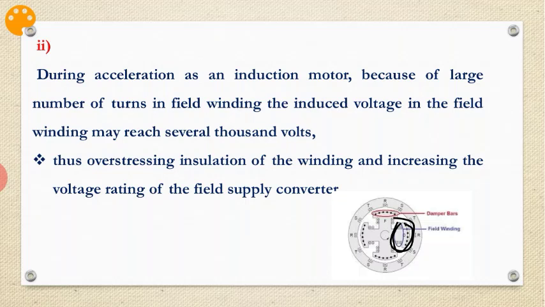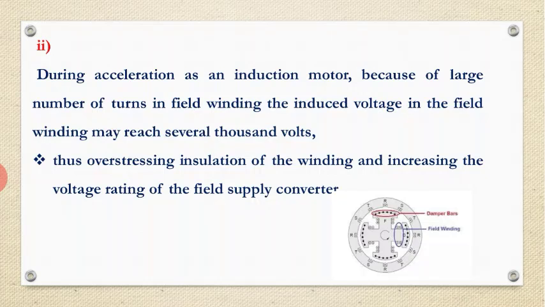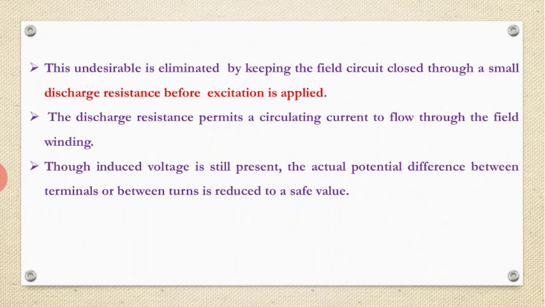It can reach thousands of volts, as mentioned here, so that much voltage will be induced because the rotor is rotating. Thus it over-stresses the insulation of the windings and increases the voltage rating of the field supply converter. This undesirable effect is eliminated because the field winding is in the rotor, and when you are starting, the rotor rotates.